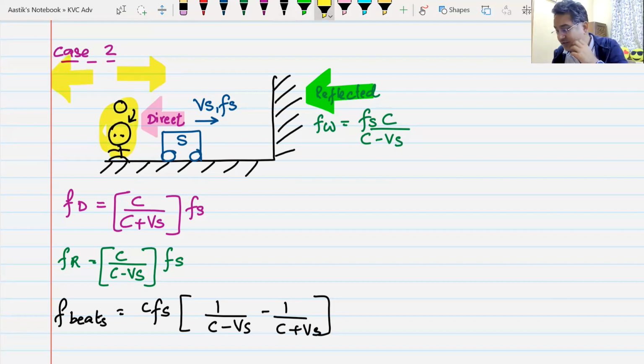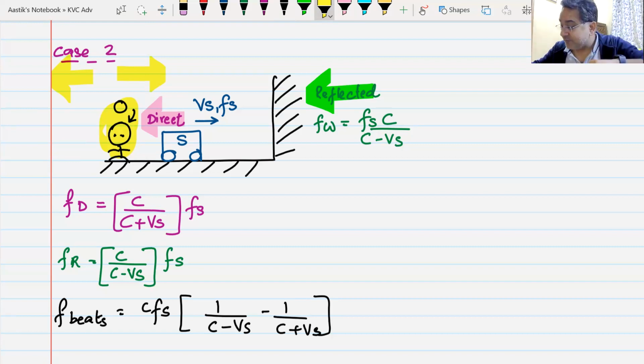Then again, you have to see how you are going to do this question. For the direct sound, one is moving here and the other one is moving here. For the reflected sound, this observer is moving away. Do we understand this? Yes, sir.